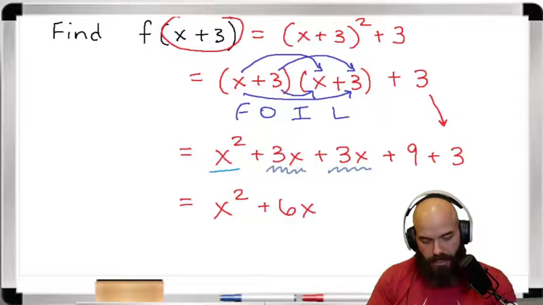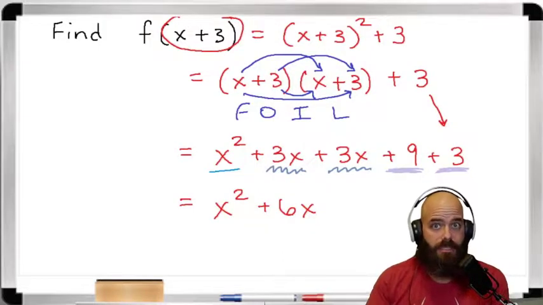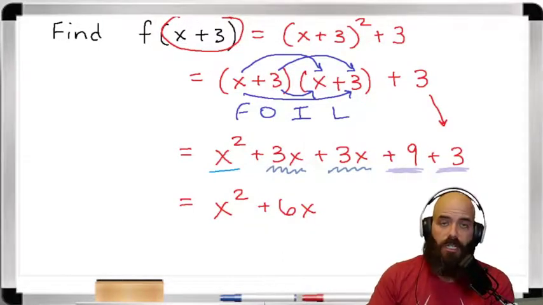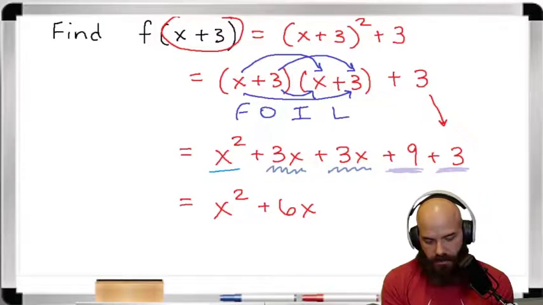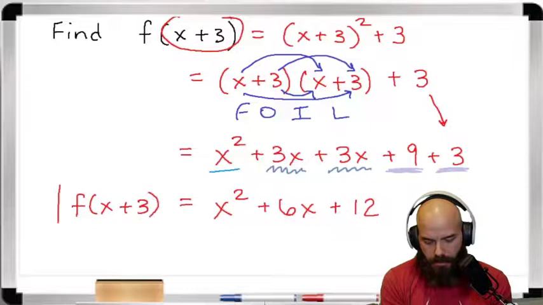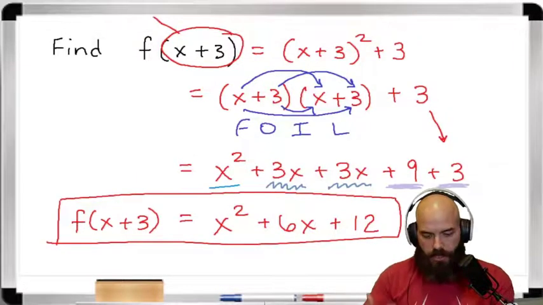And then lastly, we have our constants, plus 9 plus 3. So when you add those together, they are common terms. They're both constants. Neither one of them have a variable. So add those together. 9 plus 3 is equal to 12. So that is what f of x plus 3 equals. All right, so let's look at another function.